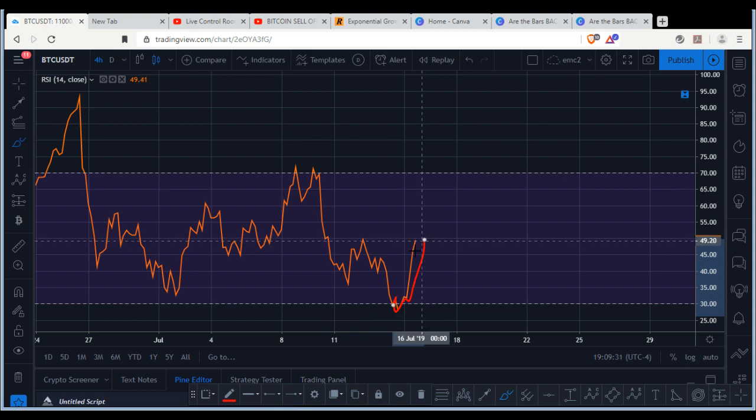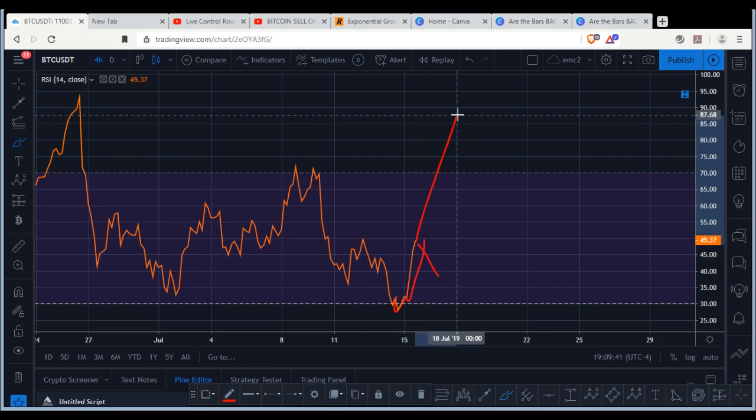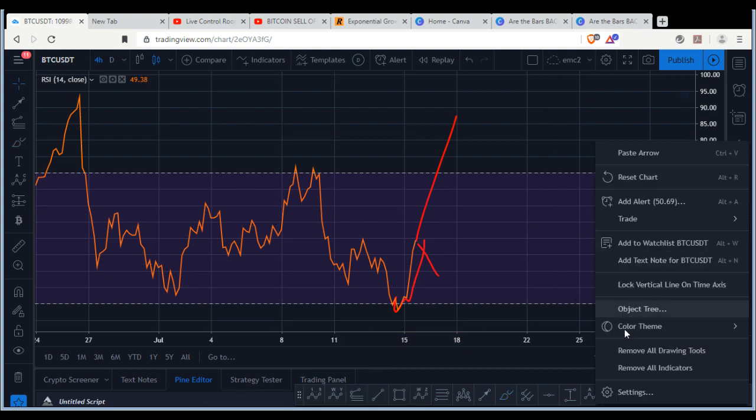But this move is not a move to be FOMOing. You always want to wait for the RSI to come back down. This move is too vertical. It is not going to get overbought like this. It is not going to make those types of moves. So you still got a chance.